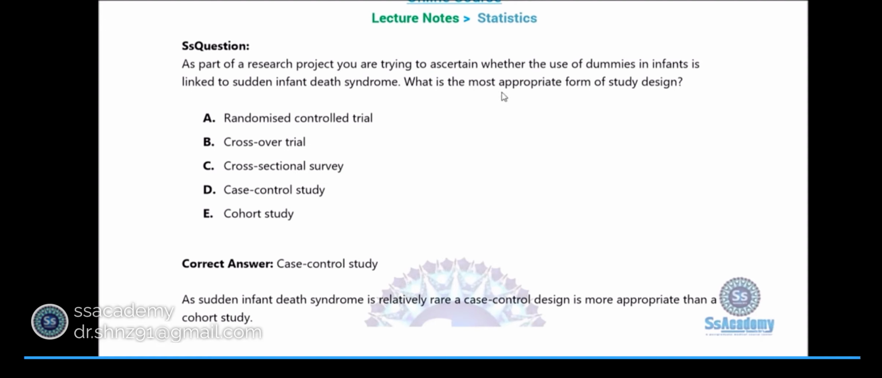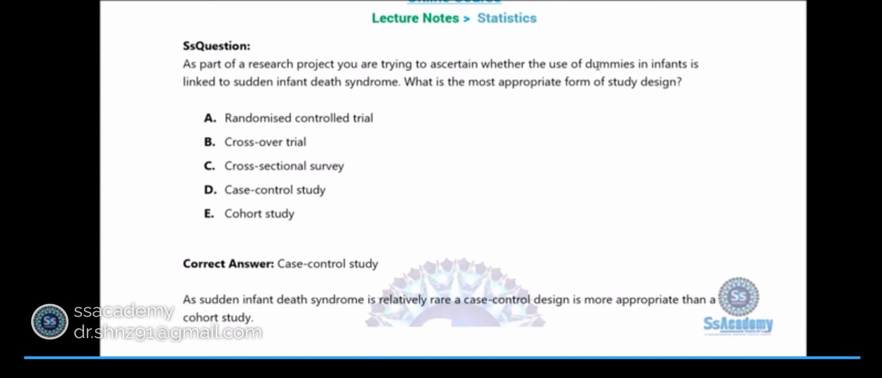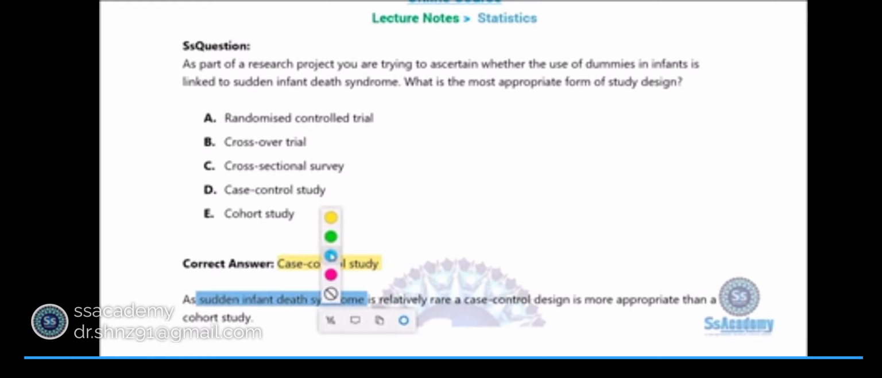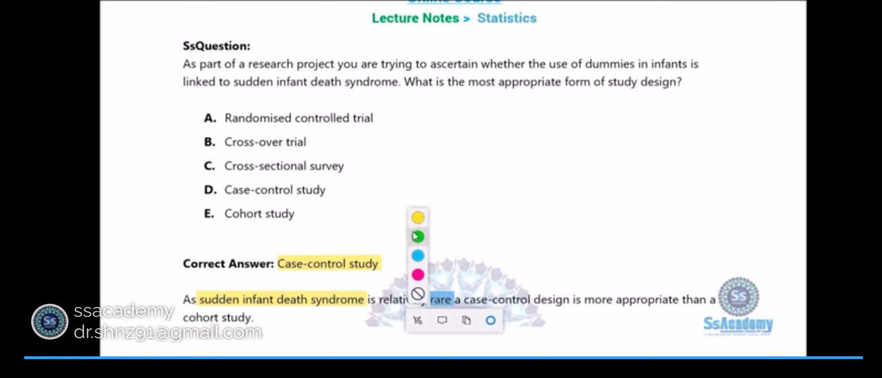Another question on the most appropriate study design: as part of a research project, you are trying to ascertain whether the use of dummies in infants is linked to sudden infant death syndrome. What is the most appropriate study design? The case control study. Sudden infant death is relatively rare. A case control design is more appropriate than a cohort study. Sudden infant death syndrome is rare, so the case control. So the single word is rare. So the case control study will be more appropriate.